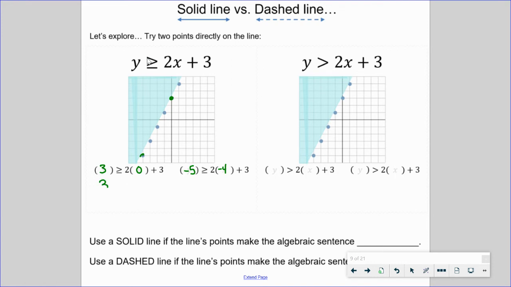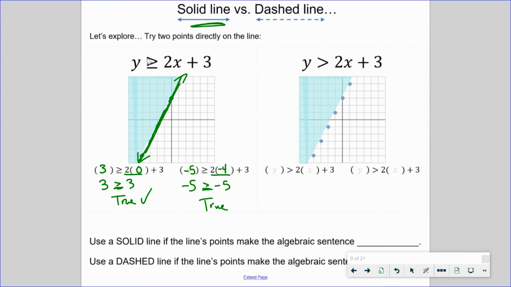In this case, 3 is greater than or equal to 2 times 0 is 0 plus 3 is 3. Well, because it's or equal to, this is a true statement. Is 3 greater than 3? No, but is 3 equal to 3? Yes. Check this one out. Negative 2 times negative 4, negative 8 plus 3 is negative 5. Aha, because it can equal it. Therefore, all these numbers on the line will be solutions. If they're all solutions, instead of drawing billions and billions of points, that's when we're going to draw a solid line.